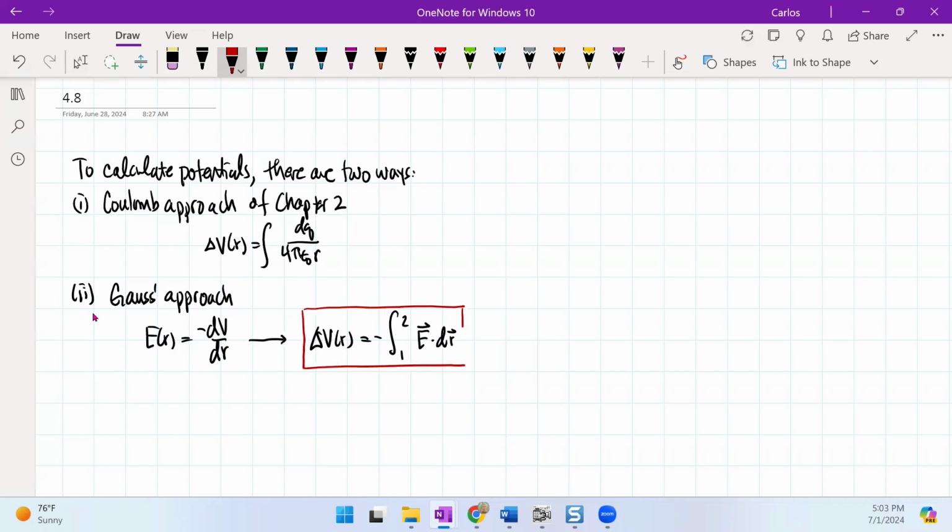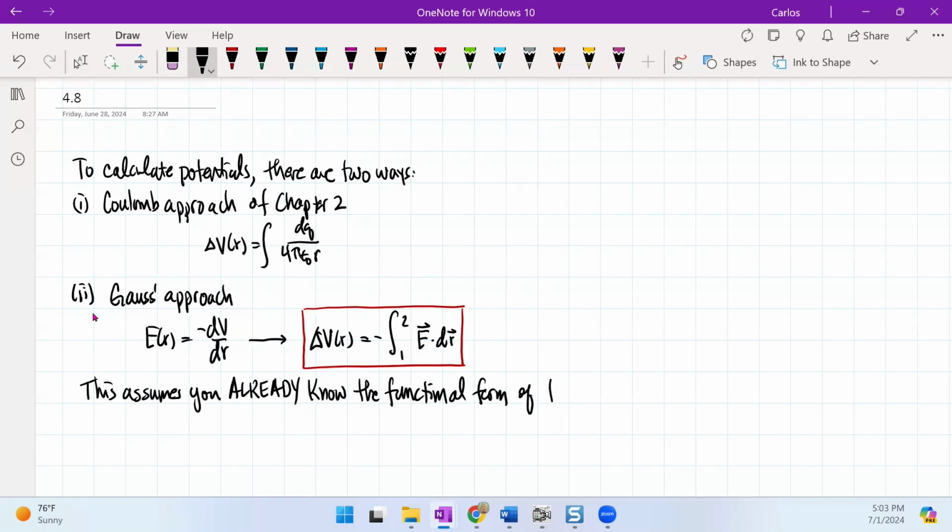Because if we limit our case, so we should say this assumes you already know the functional form of the electric field. And the electric fields that we've been looking at have been fairly straightforward. And what I mean by that is that we're using Gauss's law.